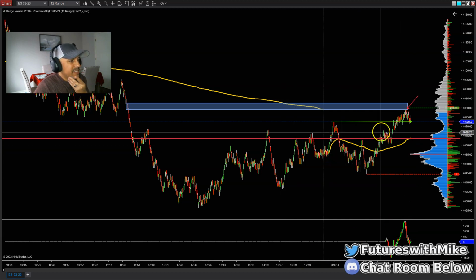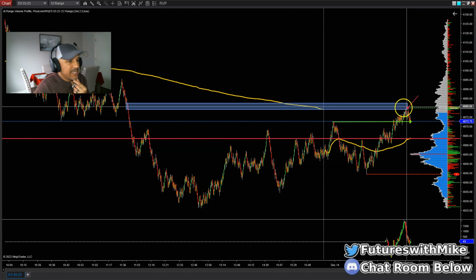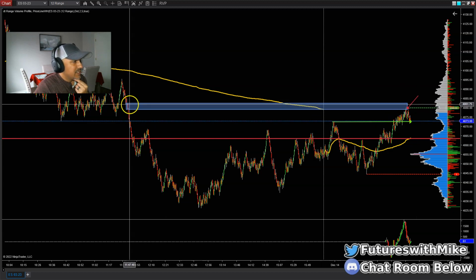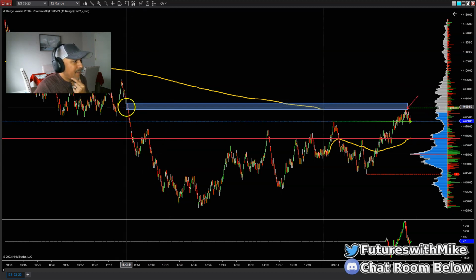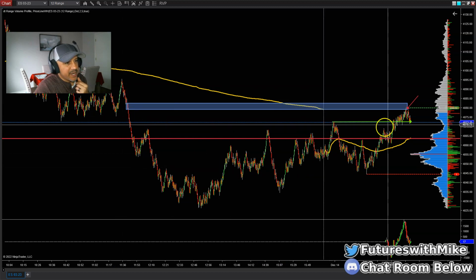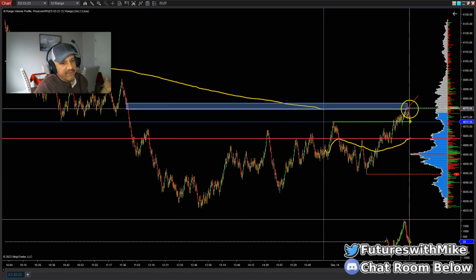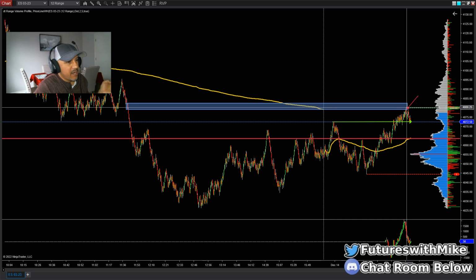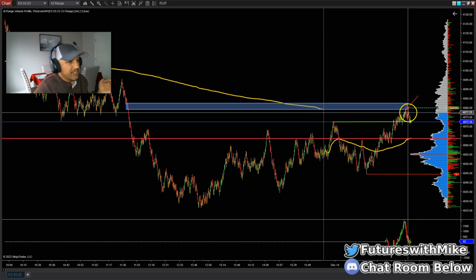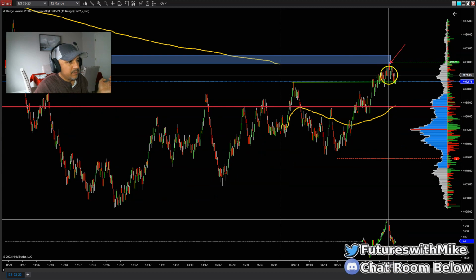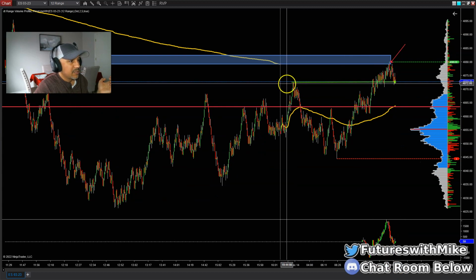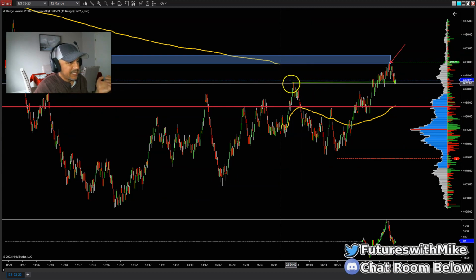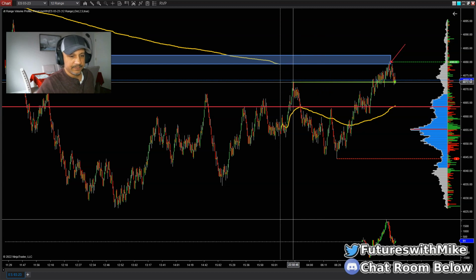All right, so basically this was a pullback. Price tapped into this little area of supply right here. That zone was formed around 11:45 yesterday, and it took until 10:15, 10:20 today for the pullback to the area. But I was looking for it. Price rejected it and pushed down. I was looking for price to aim and test this area right here. So that was a short.